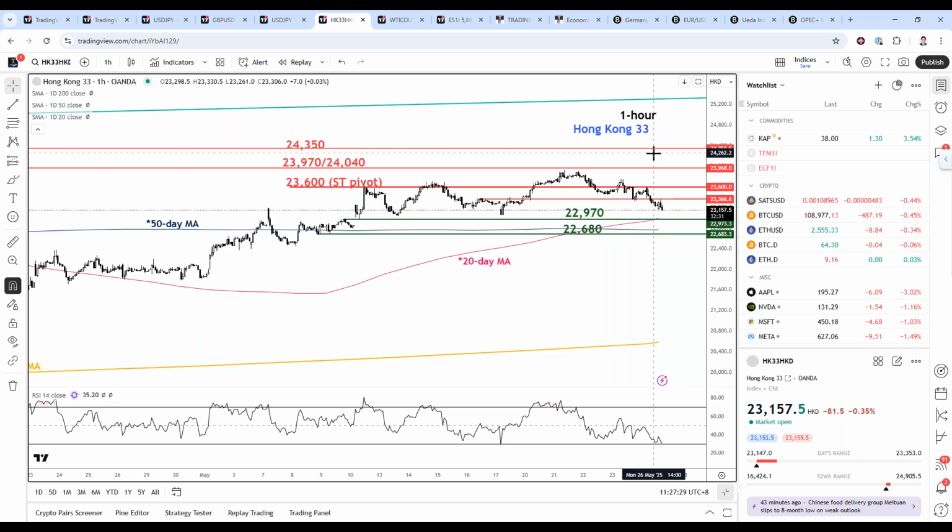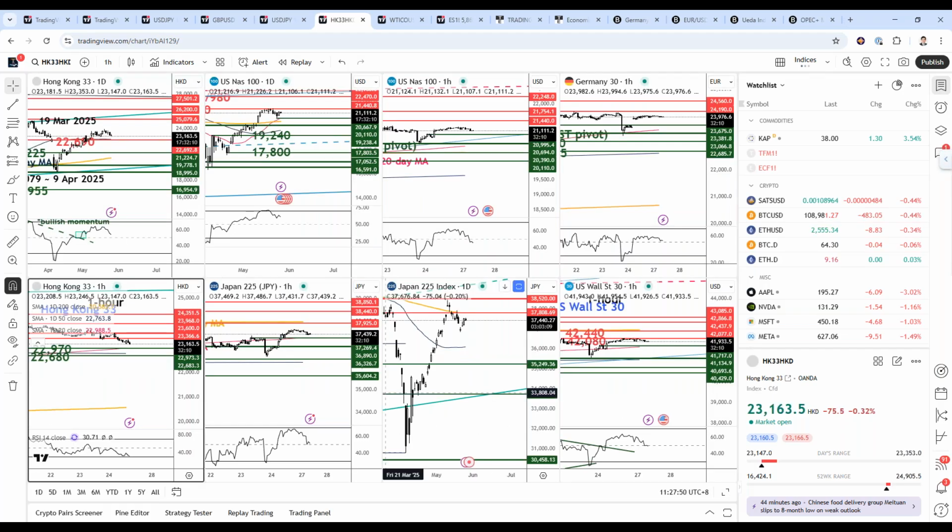All right, so we will now flip to an intraday trend bearish bias for a potential minor corrective pullback sequence to unfold on the Hong Kong 33, using 23,600 as my short-term pivotal resistance, with these two near-term support levels to watch: 22,970, 22,680.